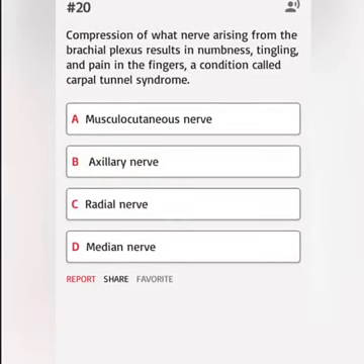Compression of what nerve arising from the brachial plexus results in numbness, tingling, and pain in the fingers, a condition called carpal tunnel syndrome? Musculocutaneous nerve. B. Axillary nerve. C. Radial nerve. Correct answer.